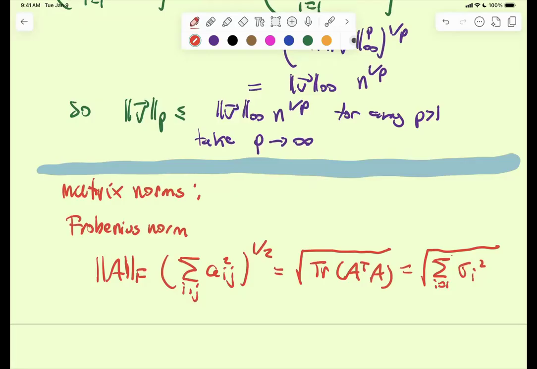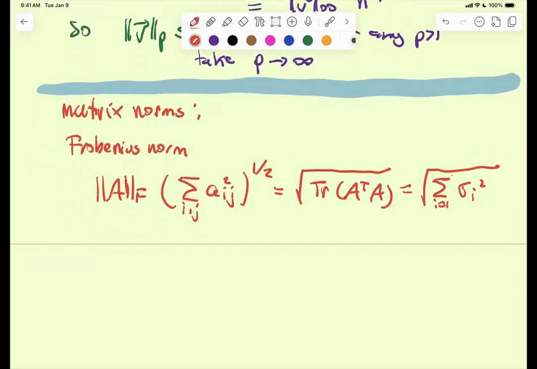Professor, I didn't know the trace of A transpose A was the singular values added up squared. I thought you had to find the singular values or eigenvalues from it. If you do the singular value decomposition, if you write A equals U times sigma times V transpose, then A transpose would be what? It would be V times sigma transpose.